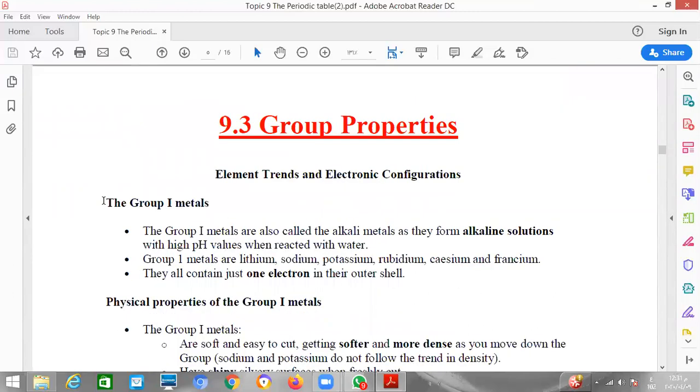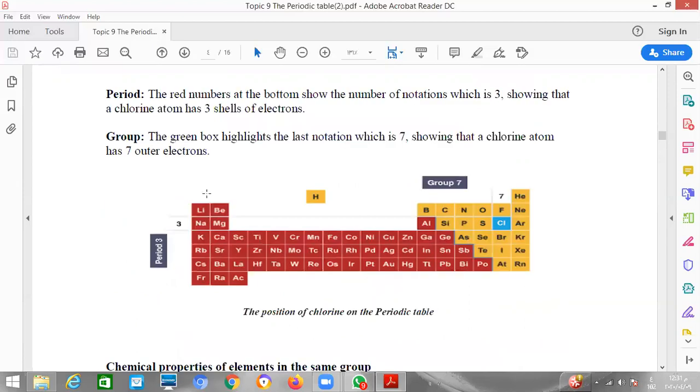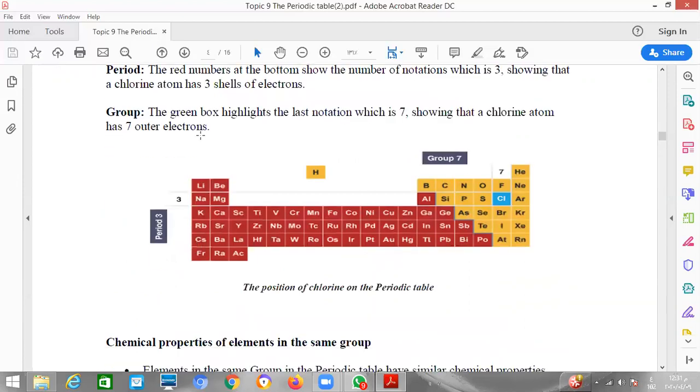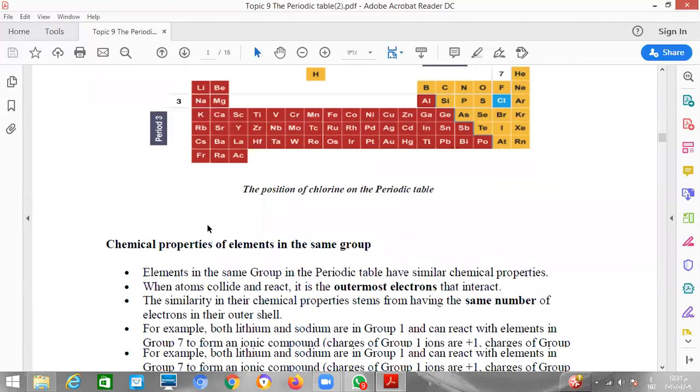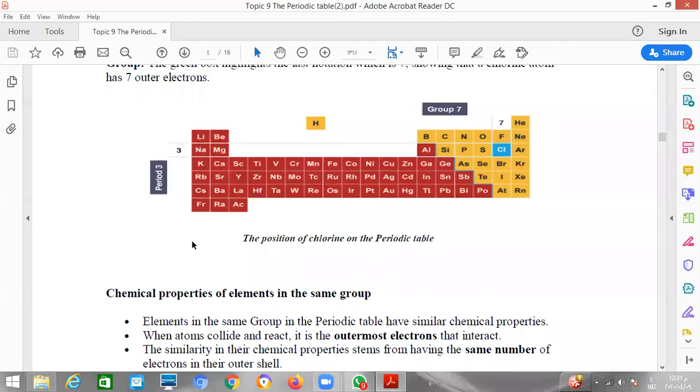Group 1 metals, group number 1, is called the alkali metals. So if I ask you, what are the alkali metals in the periodic table? Elements which exist in group number 2. Is this correct?